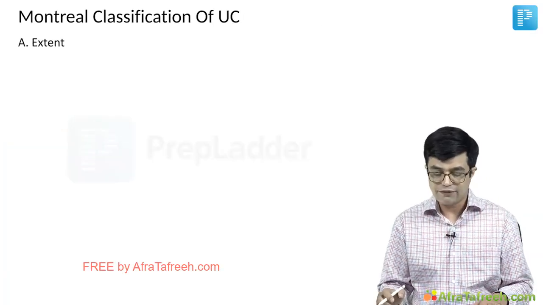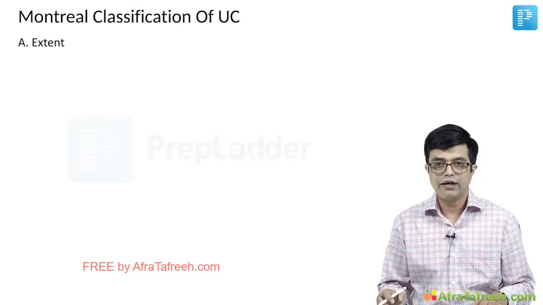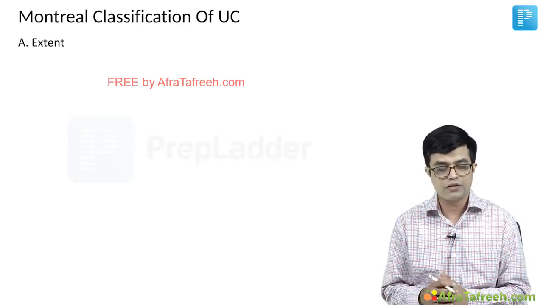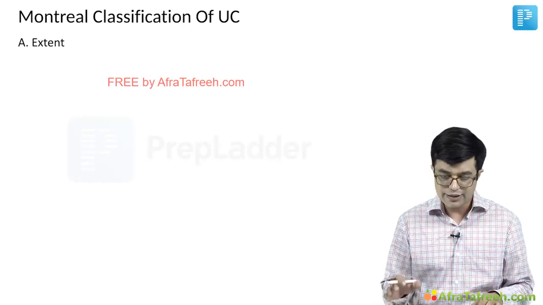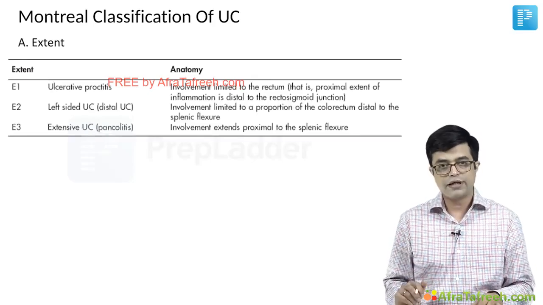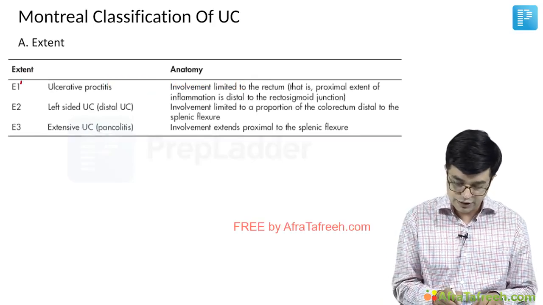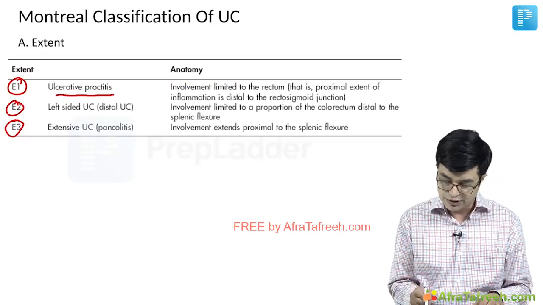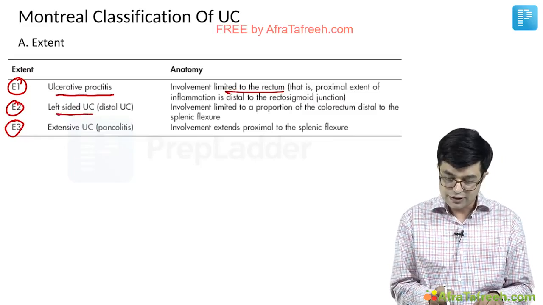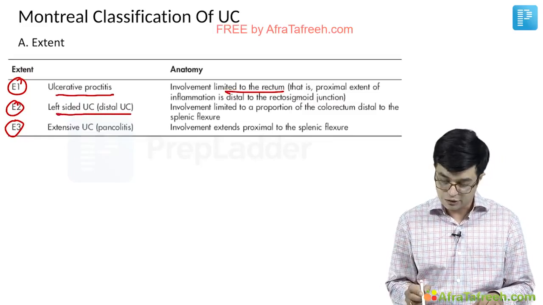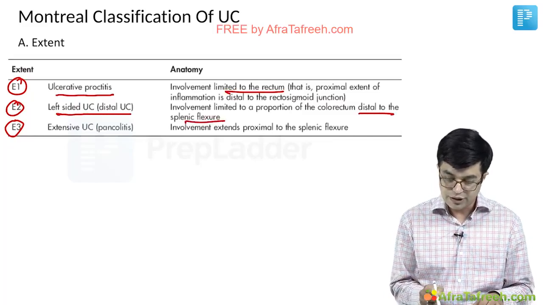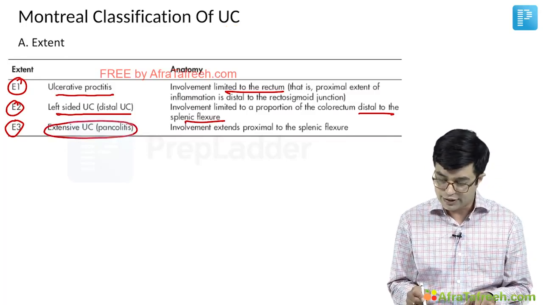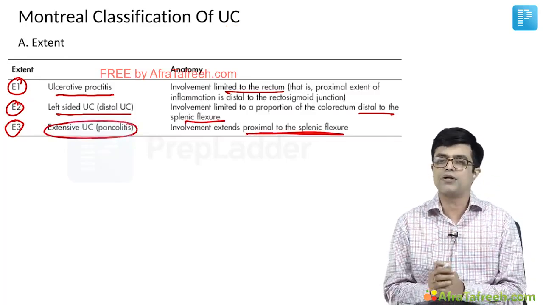Now, there is a Montreal classification of ulcerative colitis which has been given. It talks about two aspects, extent and severity. Since it has been discussed in Nelson, we need to talk about it. First of all, extent wise, there are 3 categories of ulcerative colitis which are defined: E1, E2 and E3. E1 refers to ulcerative proctitis where it is limited to the rectum. Second is left-sided ulcerative colitis, also called distal ulcerative colitis, which is distal to the splenic flexure. And third is pancolitis, also called extensive ulcerative colitis, which extends proximal to the splenic flexure. Virtually the entire colon is involved.